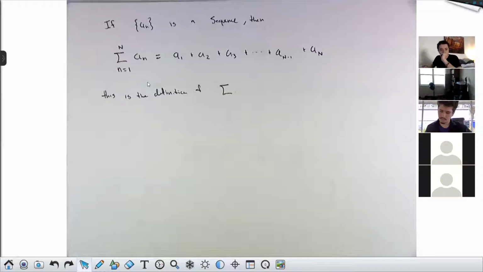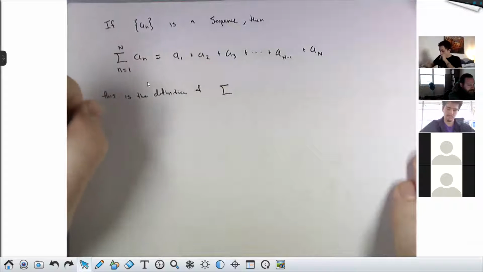Before I do anything with infinite series, the things we have looked at so far are called finite series or finite sums. Before I do anything with infinite sums, I want to talk about the algebra of this sigma operator, because it turns out to have some nice algebraic properties.